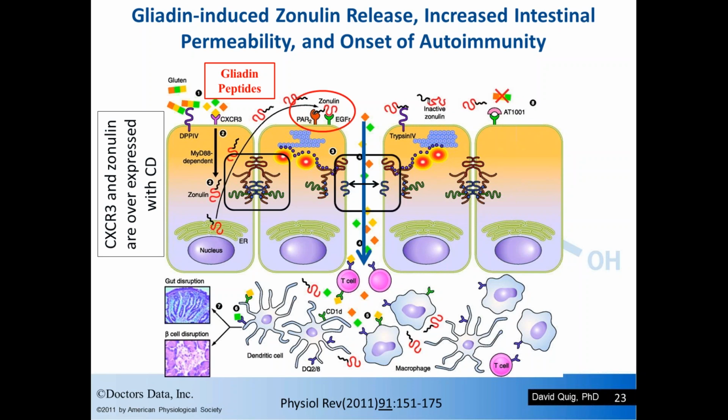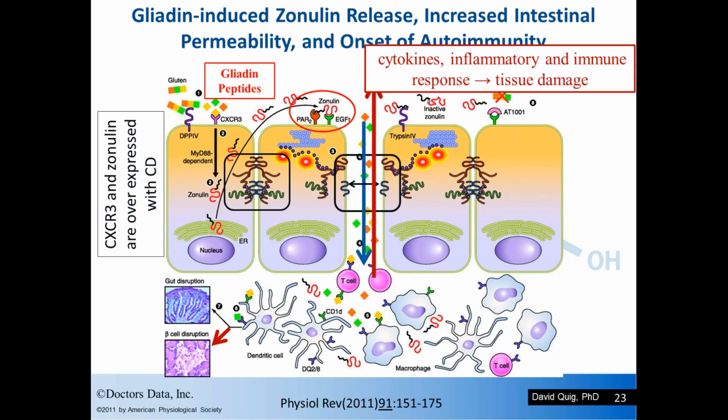So when this happens, we have activation of the immune system. The immune system responds with pro-inflammatory cytokines that can cause tissue damage, not only in the GI tract, as is the case with celiac disease, but it can also attack the beta cells in the pancreas and cause autoimmune type 1 diabetes. Now, there is some hope for blocking the zonulin pathway, and I will discuss that in detail in just a moment.